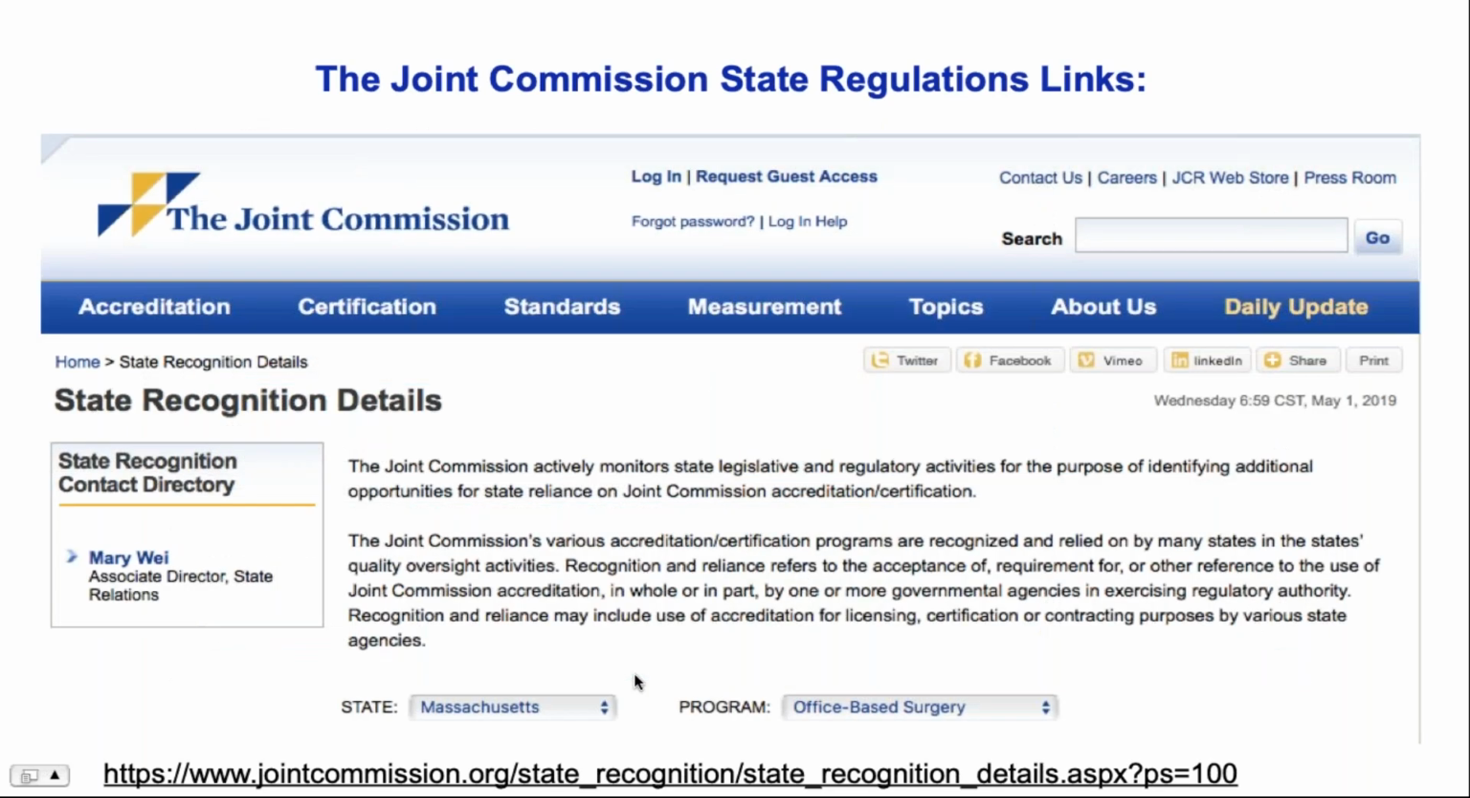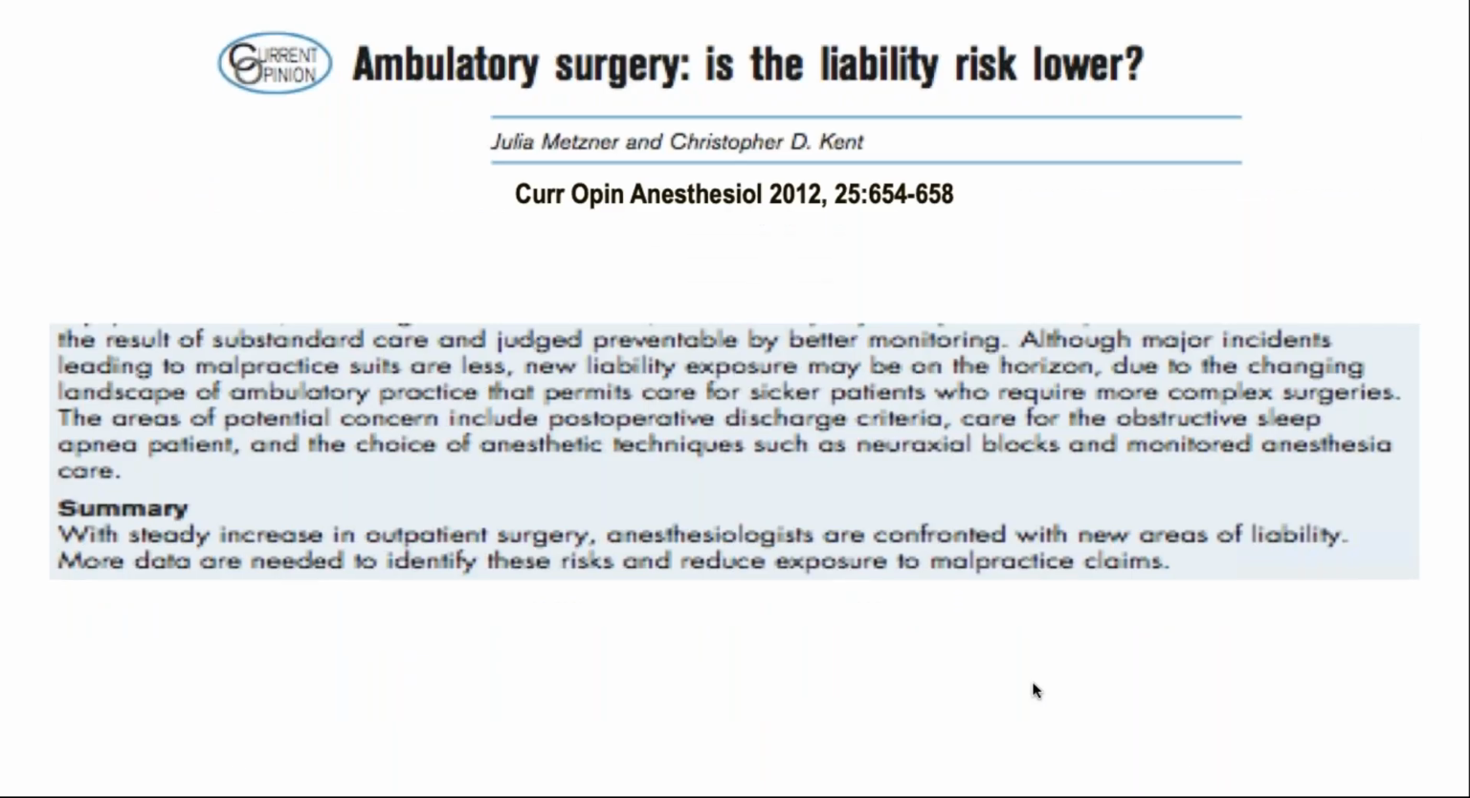A unique area that the Joint Commission provides, if one wants to look up their state regulation, is if you go on the website and you can see the link below. You can plug in your state and you press office-based surgery and it will list all the office-based guidelines. I'm proud to say that the Mass Medical Society, we work together to update the office-based surgery guidelines this year. They'll be coming out in 2020.